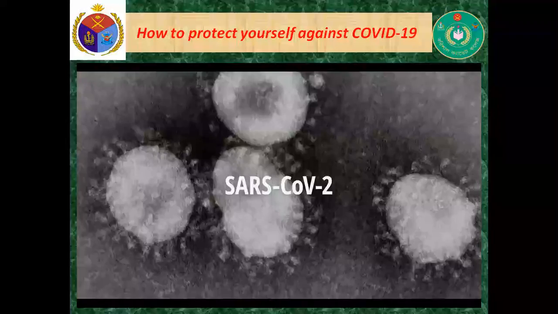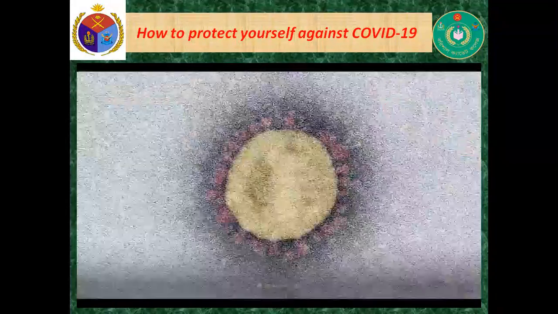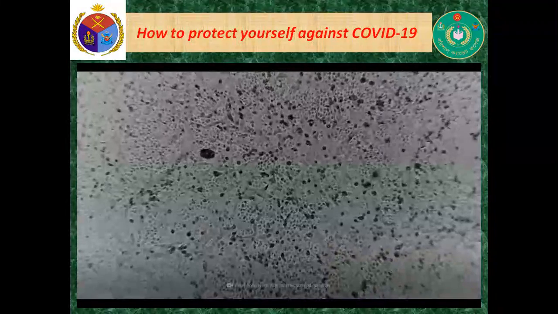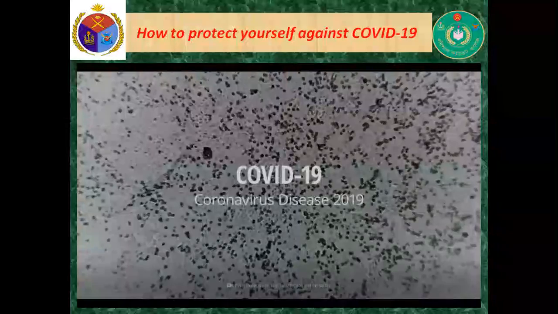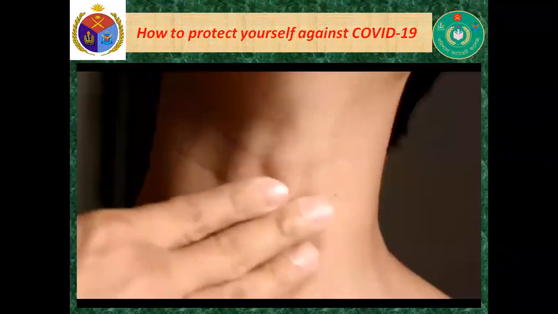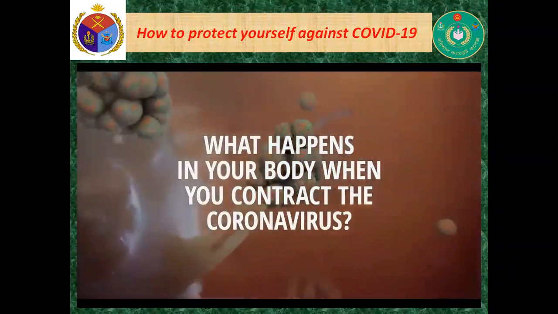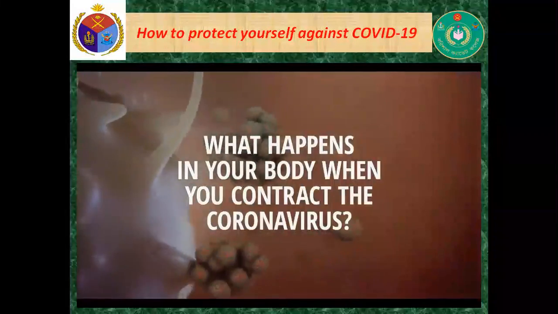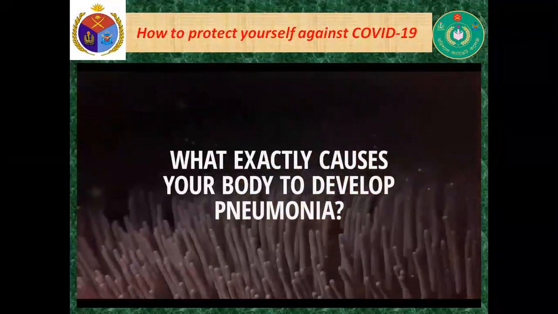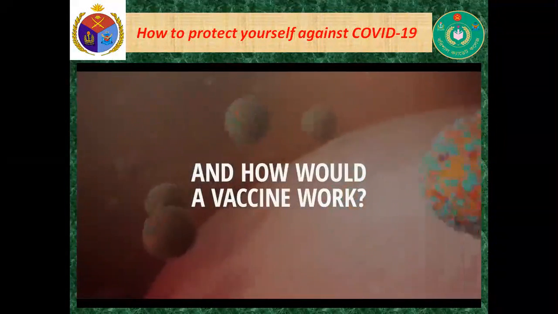This is SARS-CoV-2. It belongs to the family of coronaviruses named for the crown-like spikes on their surfaces. SARS-CoV-2 can cause COVID-19, a contagious viral infection that attacks primarily your throat and lungs. What actually happens in your body when you contract the coronavirus? What exactly causes your body to develop pneumonia? And how would a vaccine work?